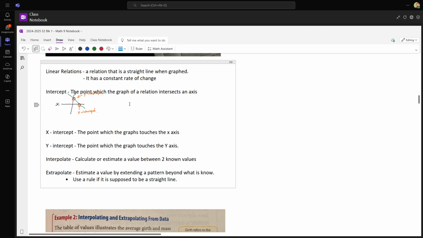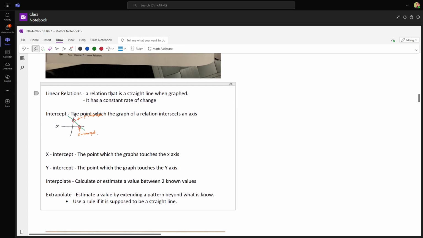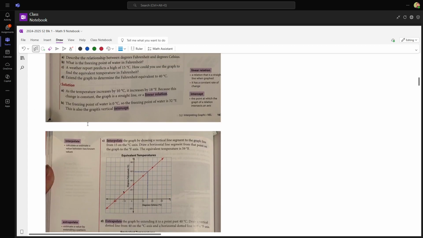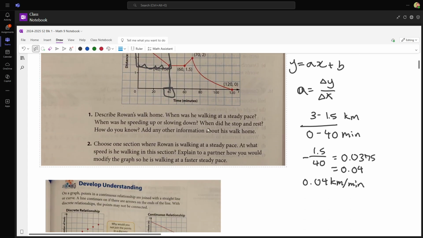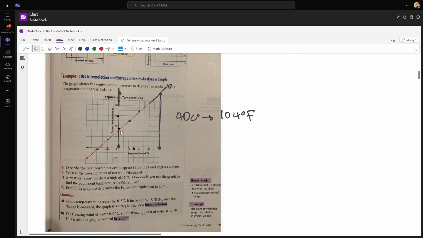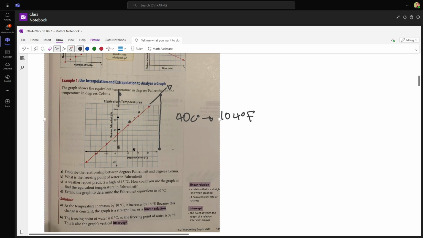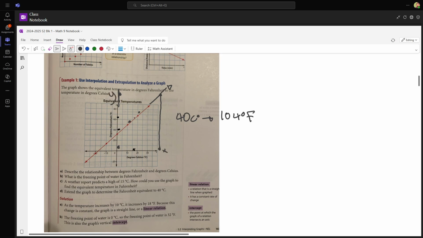Okay, so an intercept is a point where the graph of a relation intersects an axis. So as shown in this little picture right here, if we go up to this graph right here, the x-axis would be here. Let me just draw that right here. X, Y. Y-intercept is right here. X-intercept is right here. Because right here is where the line crosses the X, and right here is where the line crosses the Y.